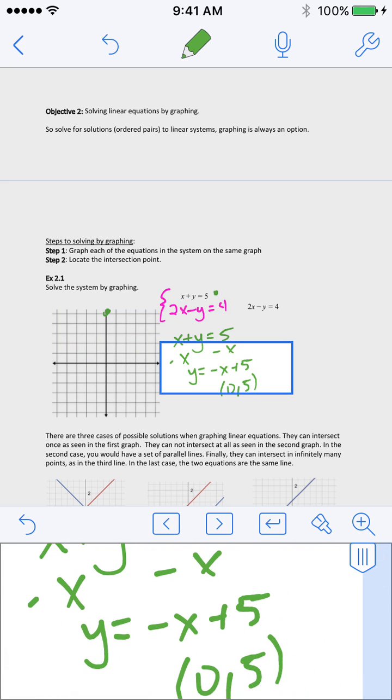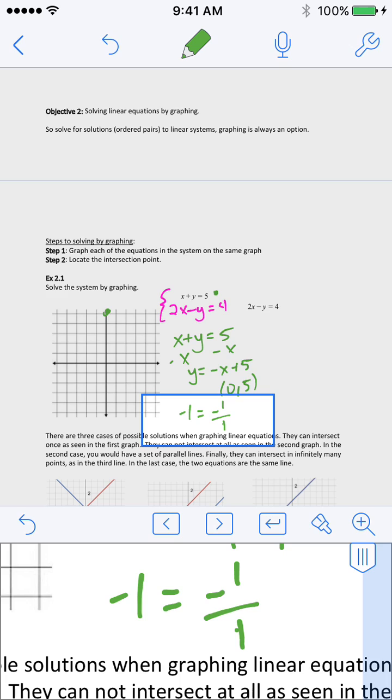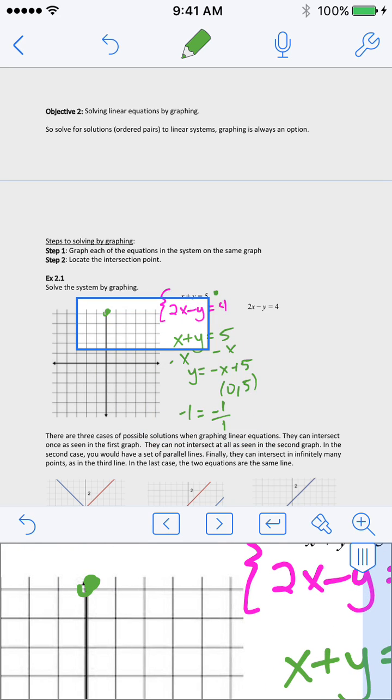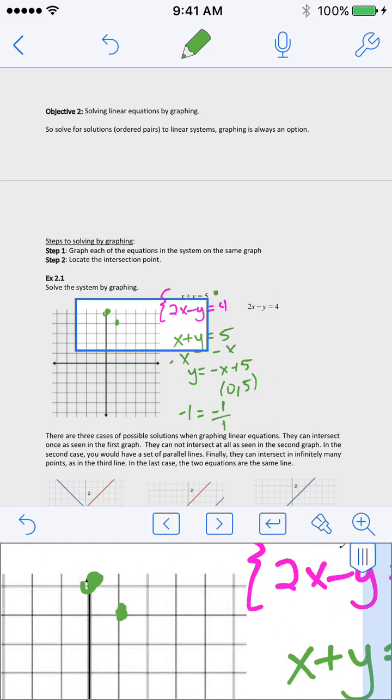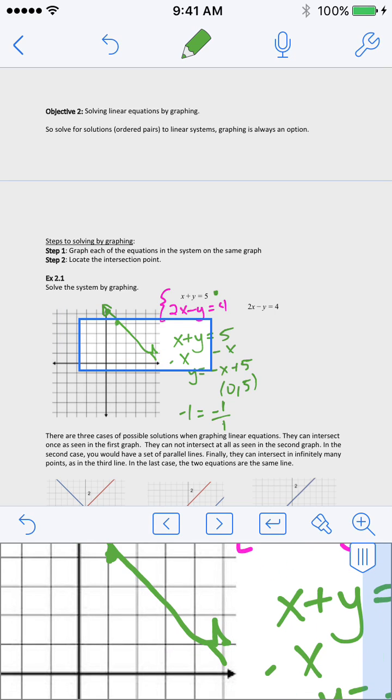And then from there I have a slope of negative 1, which is a slope of negative 1 over positive 1, right? Not negative 1 over negative 1. This is something I see happening a lot. But it's negative 1 over positive 1. So I'm going to go down 1 and to the right 1. That gives me my negative slope. And I'll go ahead and draw that line. Okay, that's a horrible line. We're going to erase that just a little bit.